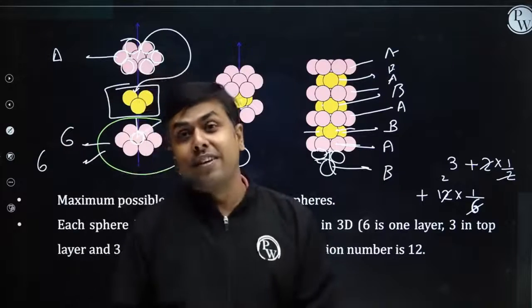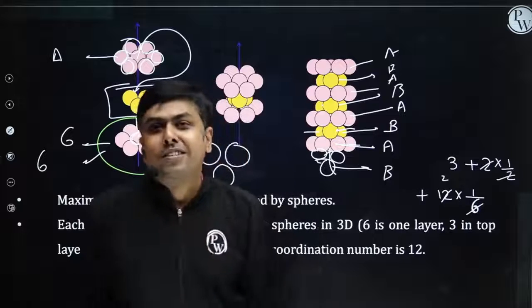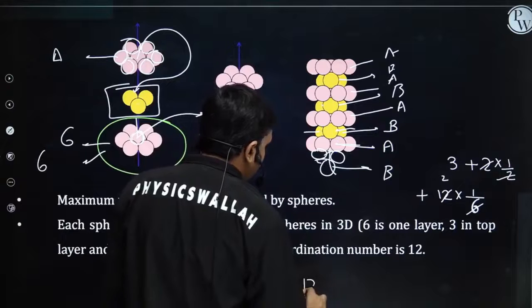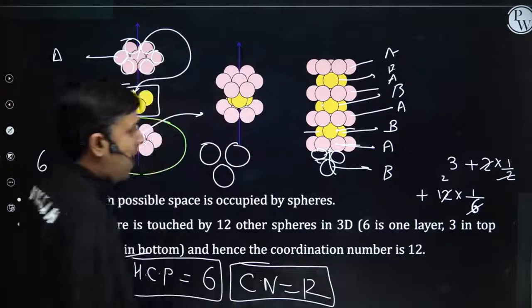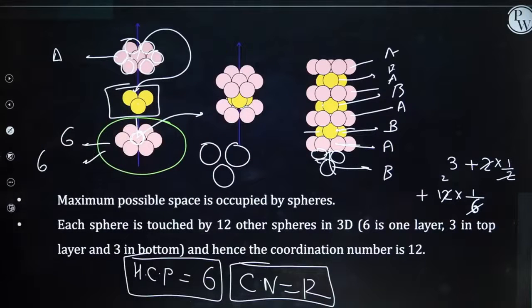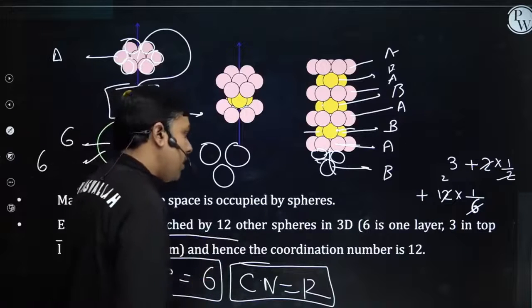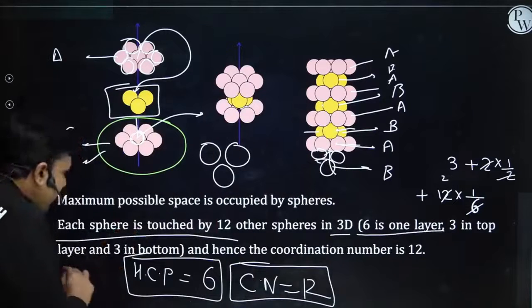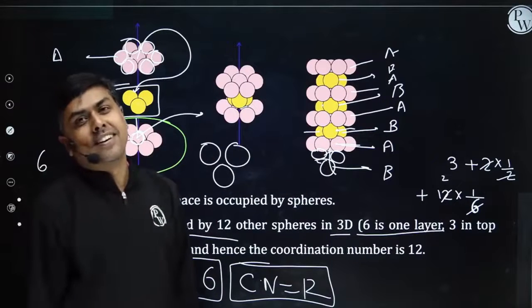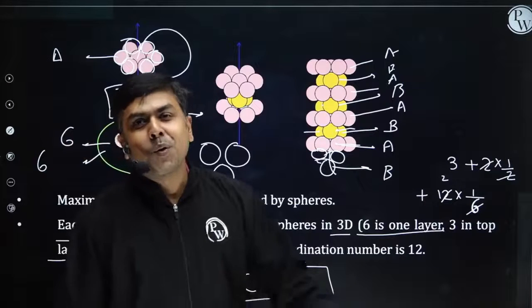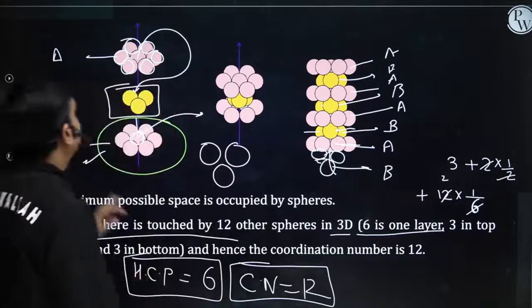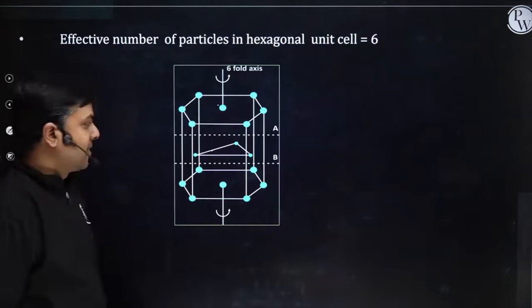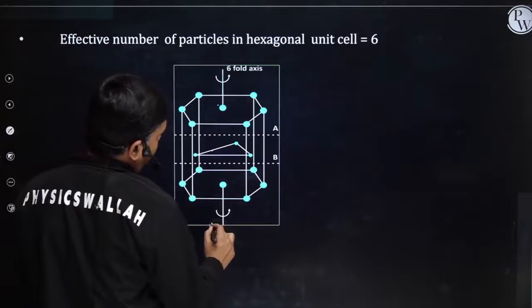So what is the coordination number of an HCP unit cell? The coordination number CN is going to be equal to 12. Am I clear? I hope these things are crystal clear. Each sphere is touched by 12 other spheres in 3 dimensions: 6 in one layer, 3 in the top layer, and 3 in the bottom layer. Right, students? I hope the things are crystal clear. 6, 3, 6. Once again, 3 from here also.